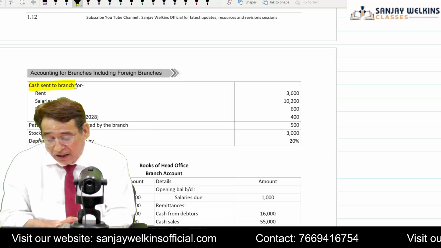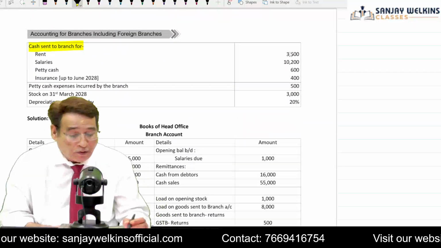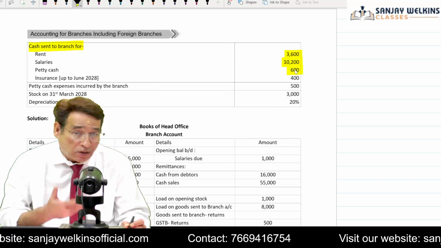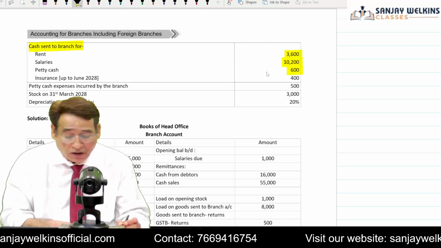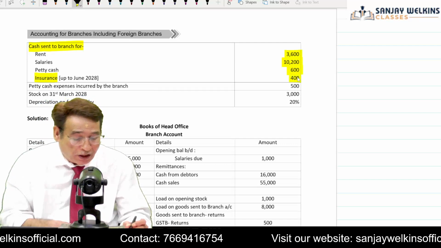Then in this case, head office has sent some cash, and cash has been sent for the purpose of meeting the rental expenses, salaries, and some more petty cash has been sent. There is already opening balance of petty cash and some more petty cash has been sent. And we have sent some cash to meet insurance expenses, 400.